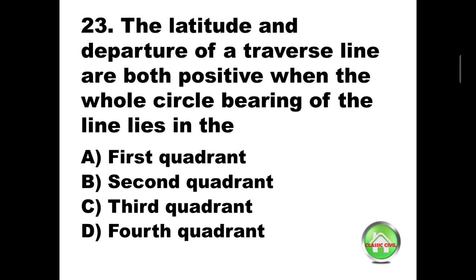Question number 23. The latitude and departure of a traverse line are both positive when the whole circle bearing of the line lies in the: option A, first quadrant; option B, second quadrant; option C, third quadrant; option D, fourth quadrant. Answer is option A, first quadrant.